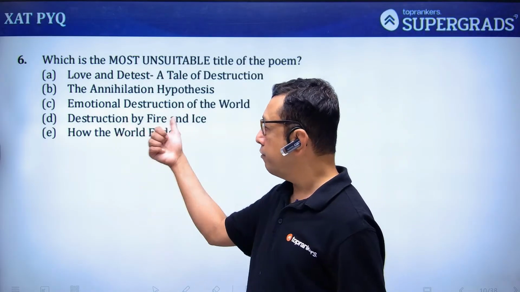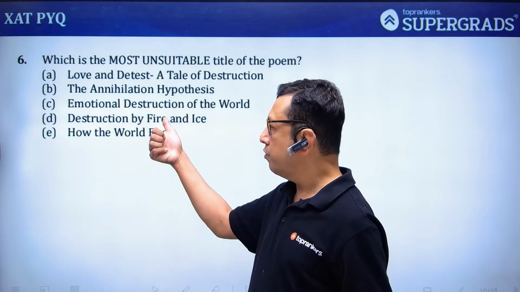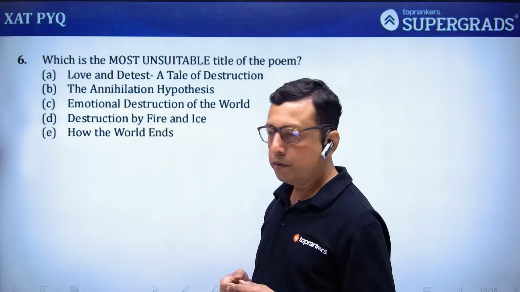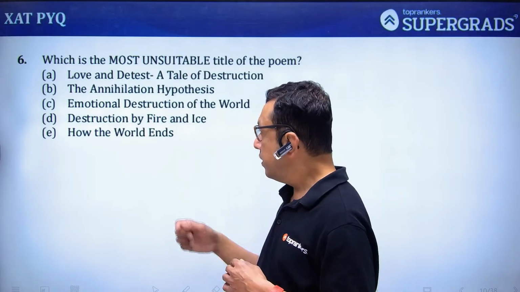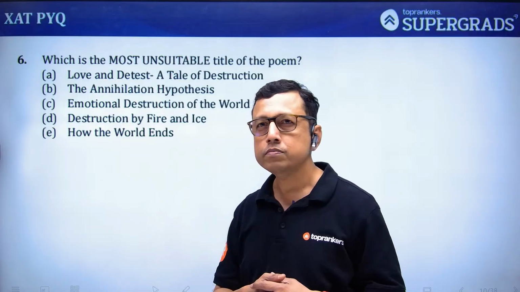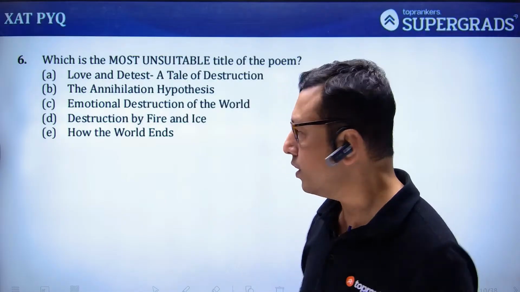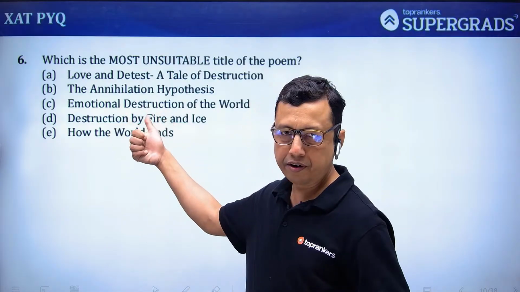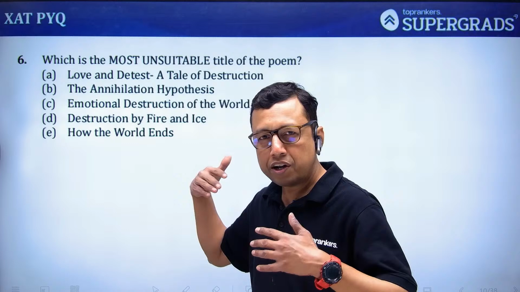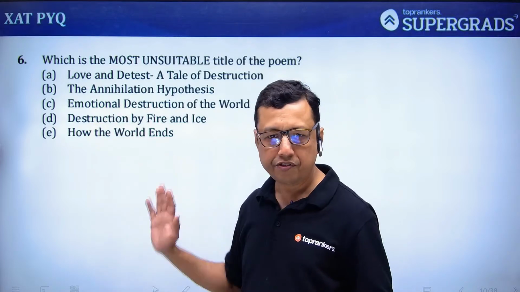Destruction by fire and ice can also be considered because of the words fire and ice used by the poet. How the world ends, the end of the world, destruction in a way, can also be related. The most unrelated one is emotional destruction. This is not at all indicated in the poem, and therefore the correct answer is C.